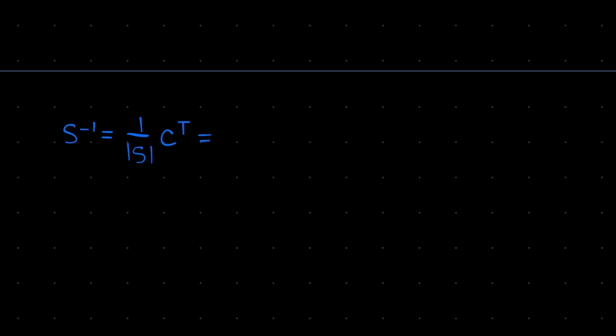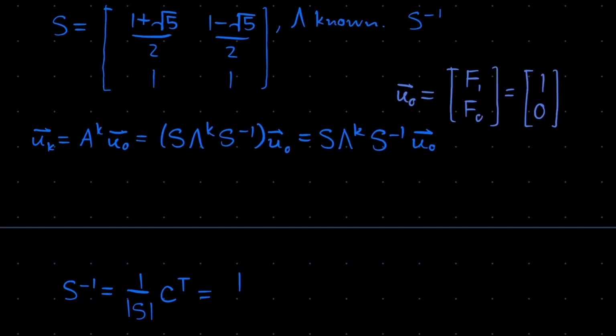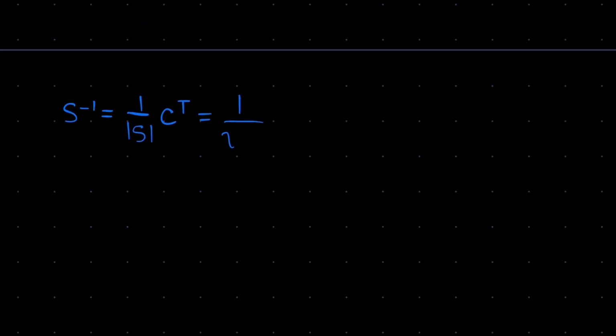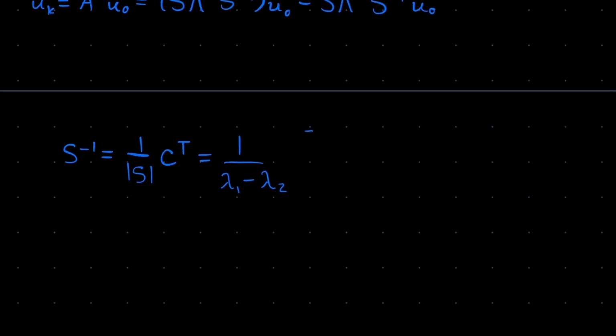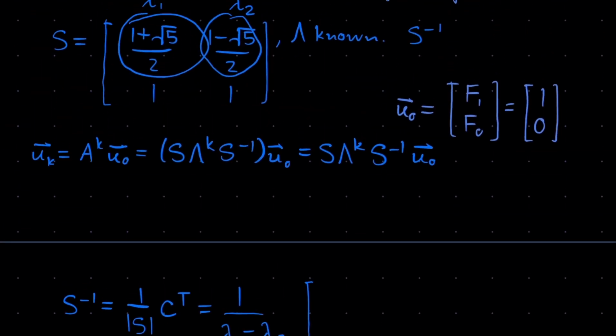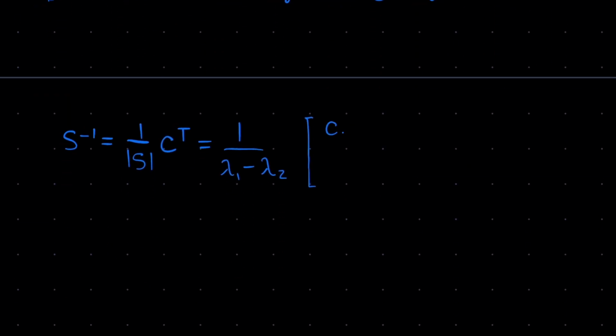Okay, over here we have, let's see, 1 over the determinant of S. And notice that this is simply lambda 1 and this is simply lambda 2. So we can write this in simple terms as lambda 1 minus lambda 2. And what do we have here? Well, we have the cofactor matrix transpose. So what is the cofactor matrix? The cofactor matrix is simply all of the cofactors on its entries. So this is the cofactor 1,1, cofactor 1,2, cofactor 2,1, and cofactor 2,2.